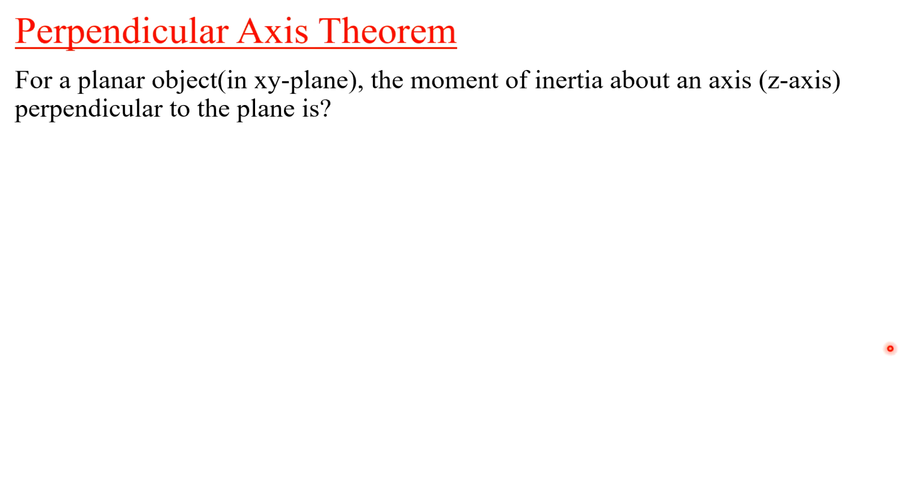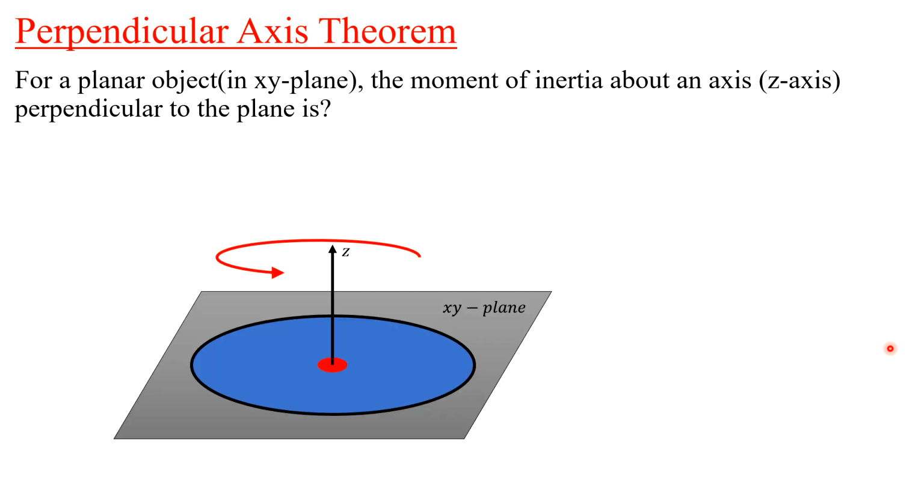Next is the perpendicular axis theorem. We apply the perpendicular axis theorem only for planar objects. We want the moment of inertia about an axis, let's say z, perpendicular to the plane. Suppose our object lies in the XY plane. Consider this circular disc. We have to find its moment of inertia about the Z axis, which is perpendicular to the plane of the disc.